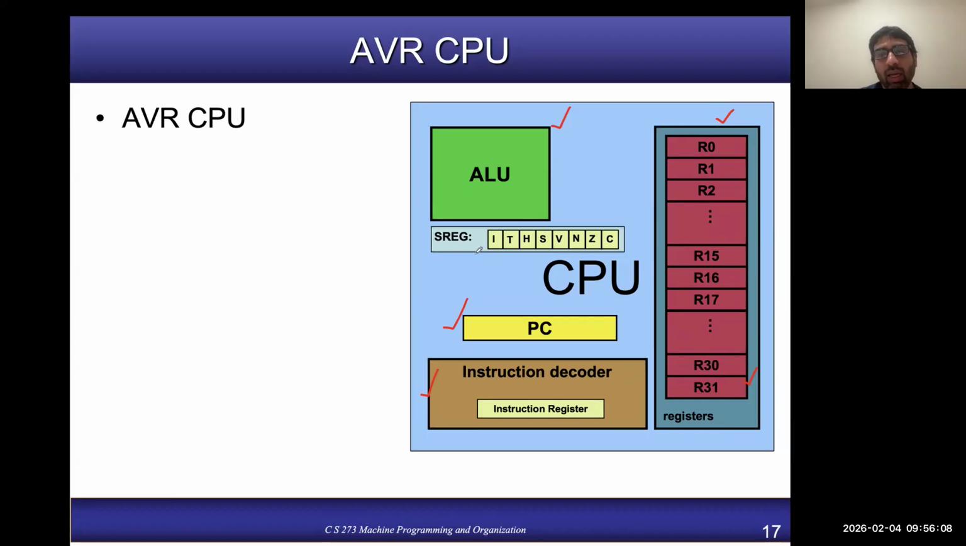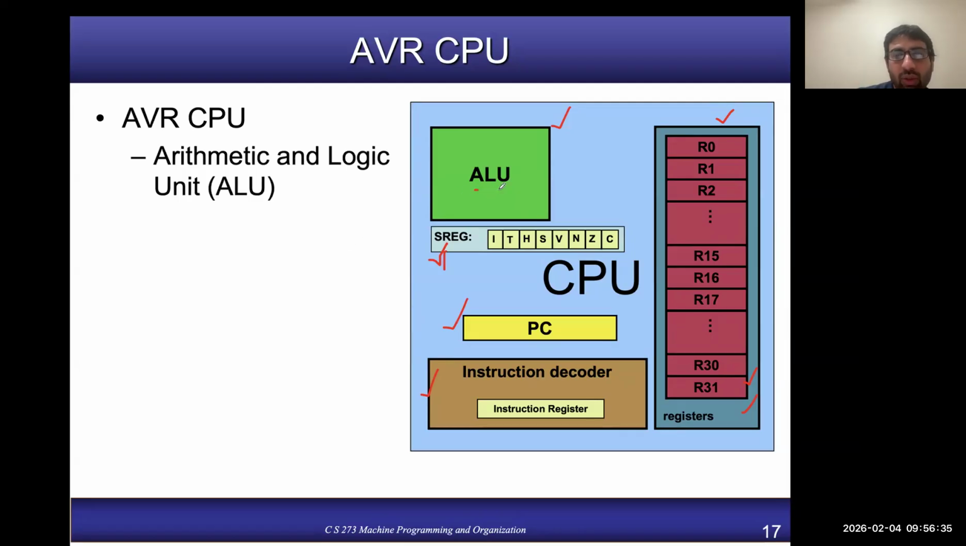Other than that, we have another component here, which we are naming SREG, or status register. This status register has 8 bits, and each bit has a meaning. We will talk about it later, but for now, just keep in mind that we have a status register, 32 general purpose registers, PC, ALU, and the instruction decoder.